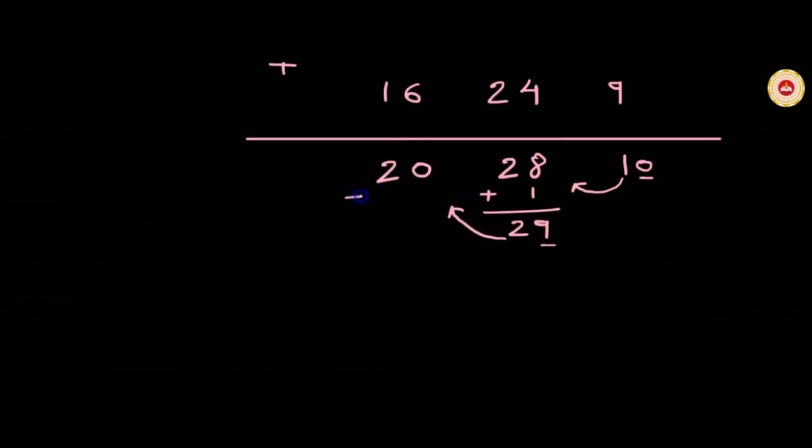Pass it. Passing means adding. 20 plus 2 is 22. Now we have done this process. Now let us write the final answer.